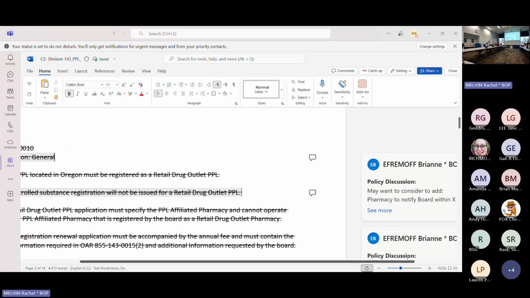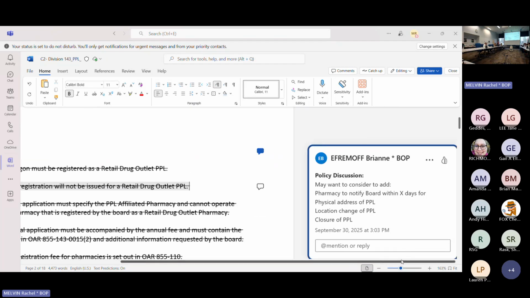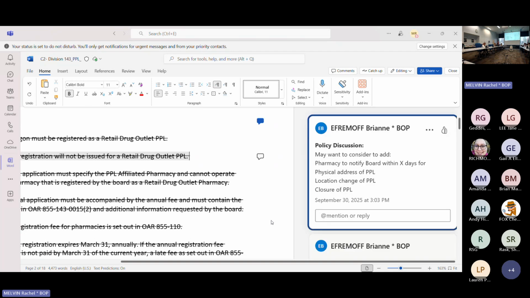All right, we will move on to the next section, which is the registration, the general requirements, OAR 855-143-0010. Staff recommends striking this section since the PPL registration is no longer needed, since it is an extension of the pharmacy. But there are two specific policy discussions that we thought might be appropriate to have at this time. For the first policy discussion, for policy consideration, does the board want to add requirements for the pharmacy to notify the board of the following: physical address of the PPL, or location change of a PPL, or closure of a PPL? And if so, is there a time frame required to provide that notification?